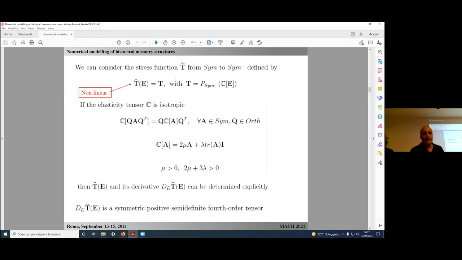However, this condition is not considered when you talk about dynamic analysis and you calculate vibration modes. In that case, you do not consider this kind of condition. No. I didn't show here any dynamical analysis, but it is possible to conduct dynamical analysis by using this constitutive equation, and we did it.